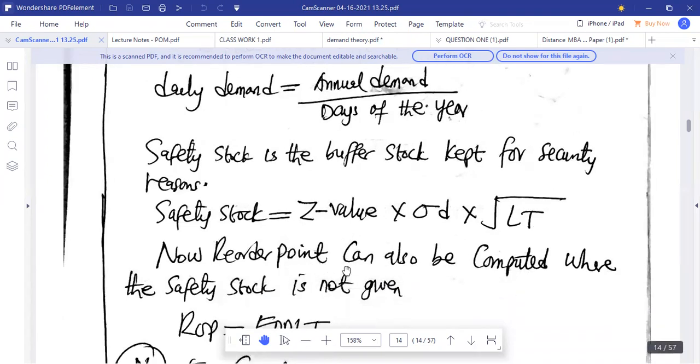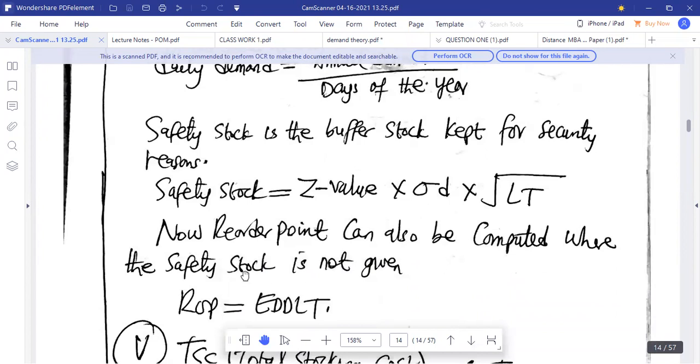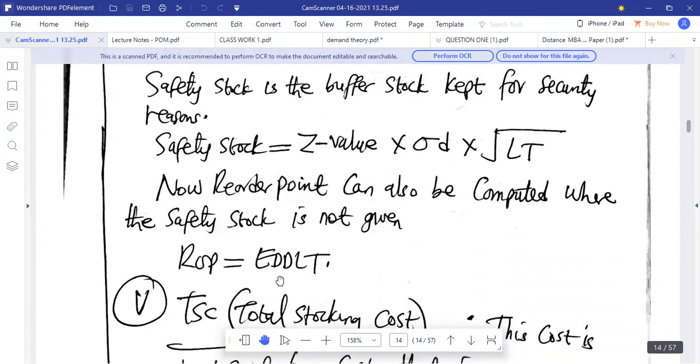Now, the order point can also be computed where the safety stock is not given, meaning our order point will only be expected demand during lead time.